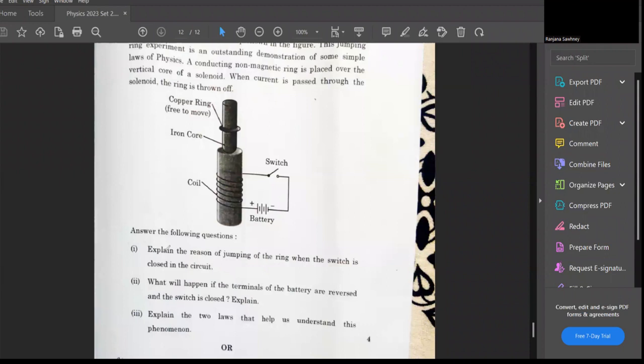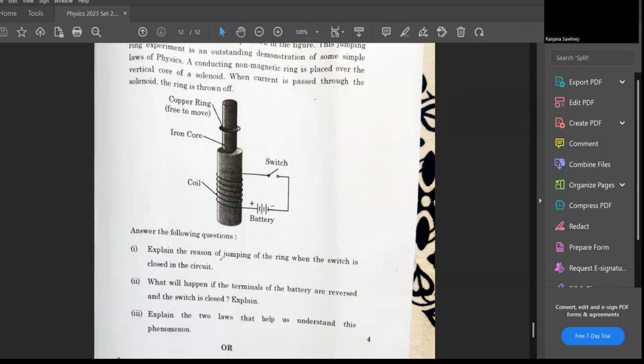Next, question number 35 is, explain the reason for the jumping of the ring when the switch is closed. When the switch is closed, the induced current will be produced, so the ring jumps. What will happen if the terminals of the battery are reversed and then the switch is closed? Then the direction of the current is reversed, but still the induced current will be produced and the ring will again jump. Explain the two laws that help us to understand this phenomenon.